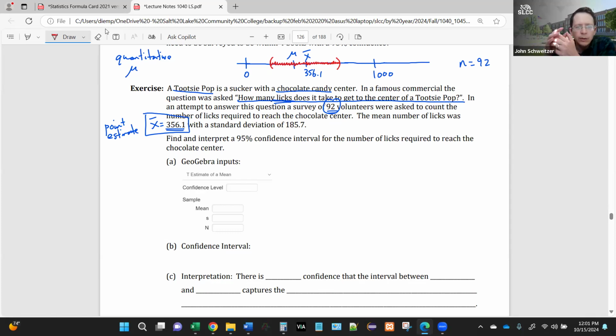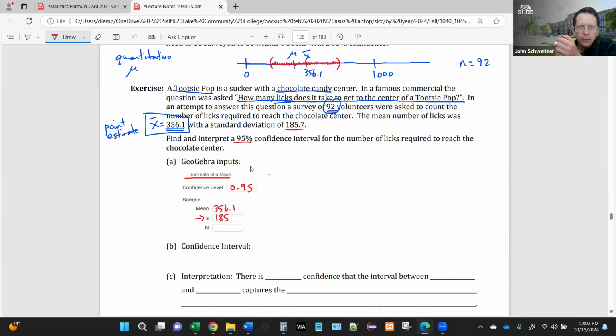Just to get the overall idea, how does this work? We're going to go to GeoGebra, and we're going to go to the t-estimate of a mean. If we want 95% confidence, then we'll put in 0.95. Then we'll put in the sample mean, which is 356.1. Then we also need a measure of the sample standard deviation.